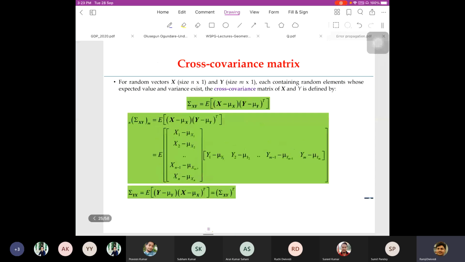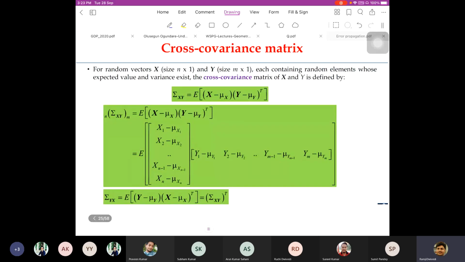Okay, so next comes the cross covariance matrix. Cross covariance means we are not focusing on sigma yy. Instead, we are focusing on sigma xy. Please remember, till now we were writing sigma yy, sigma xx, sigma zz, sigma tt, sigma hh, like that. What do you mean by cross covariance? Obviously, we are interested in how two independent variables are related to each other, and we are trying to see that also.